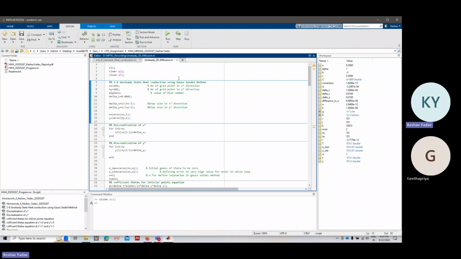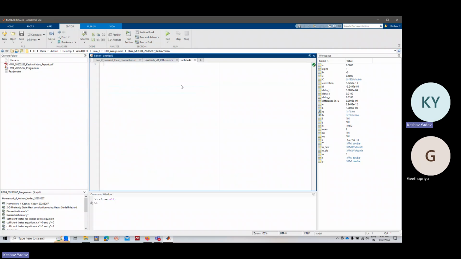So this is the code I have already made, but I can write here again. So first what we'll do, we will discretize the equation. I will see if I am able to make this program in half an hour.